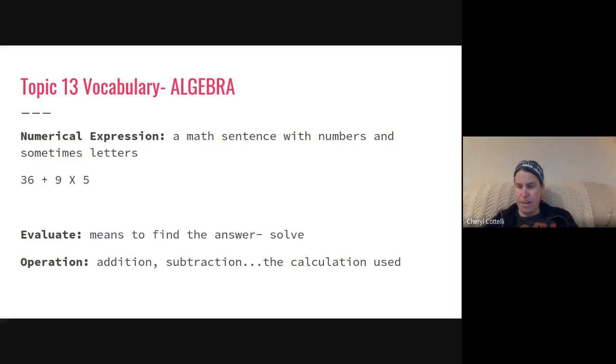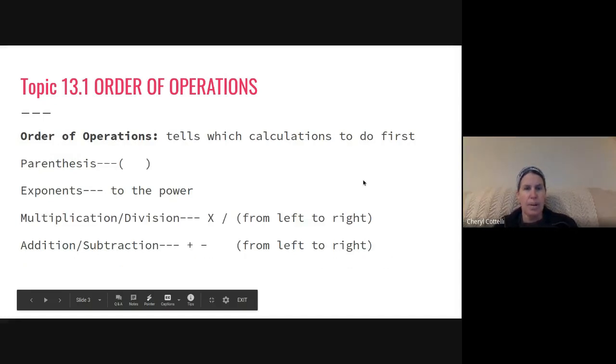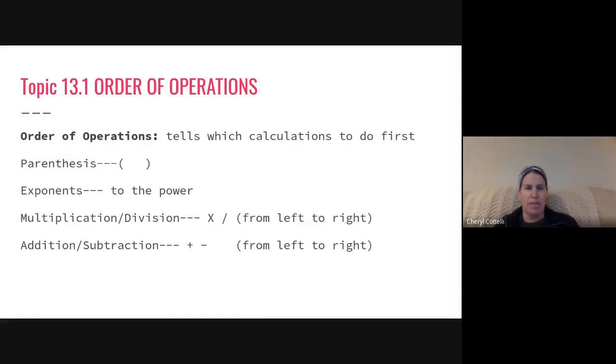There's some vocabulary that you have to know with topic 13. Some of the words that you'll hear is numerical expression, and it's basically a math sentence with numbers and sometimes letters. It's not the same as equation. Equation has the equal sign. This not necessarily has an equal sign in it. Evaluate, when you're talking about algebra, just means to solve, find the answer. And when I ask for the operation, they're asking you, is it addition, subtraction, multiplication, division, and that's called your operation. So we're going to talk about order of operations, which ones you do first.